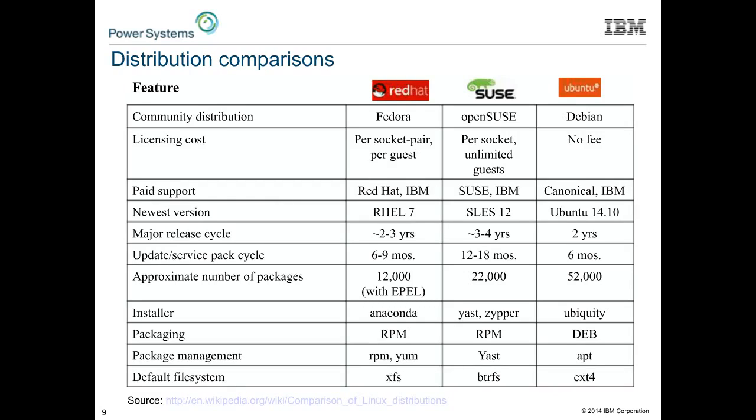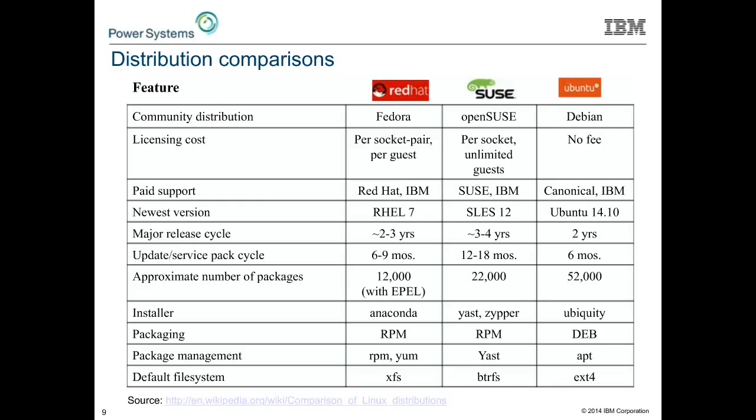But their normal maintenance cycle, CUME packages might be the way to think about it, is that Red Hat usually tries to give you one every 6 to 9 months. SUSE tries to provide one every 12 to 18 months, so a longer period. And Ubuntu, like clockwork, every 6 months.